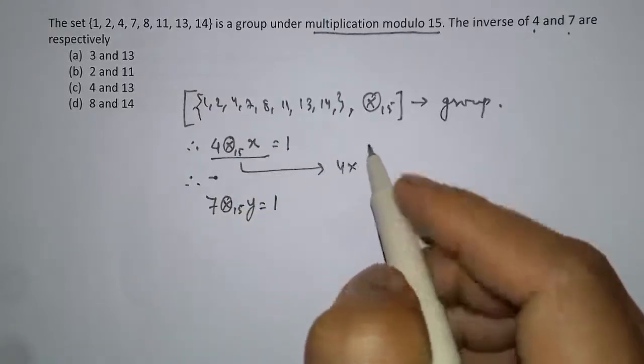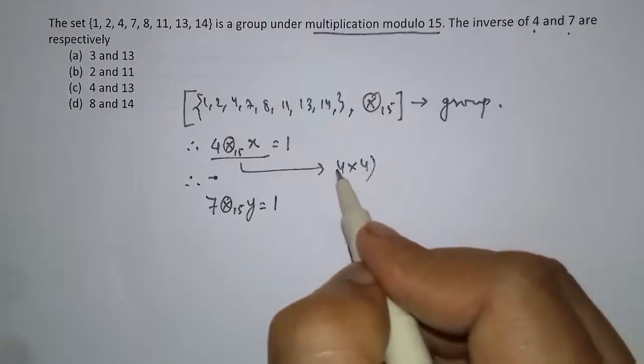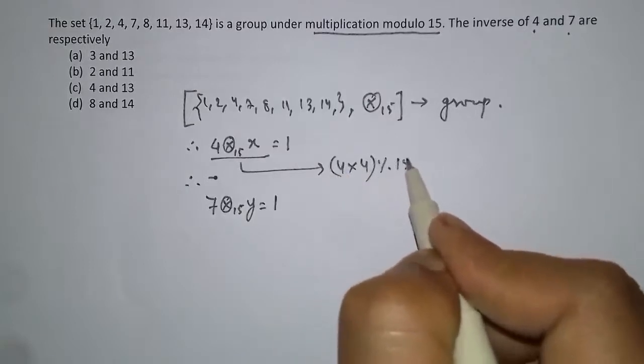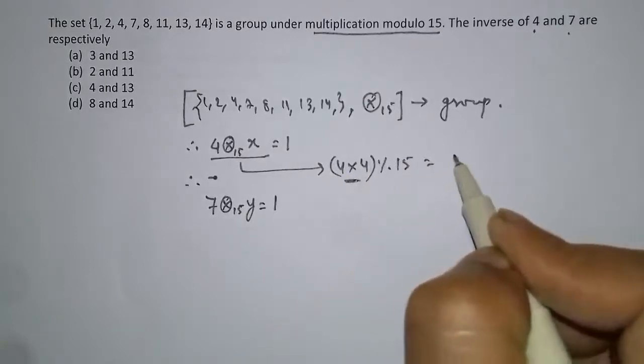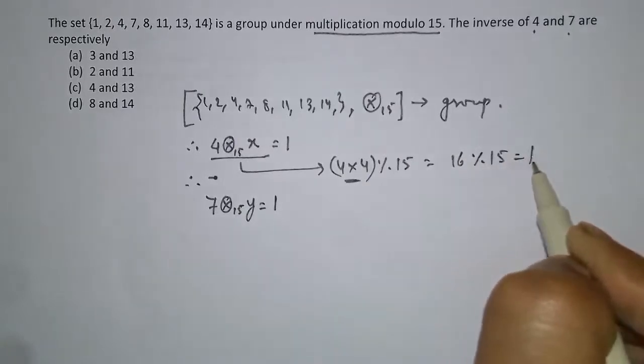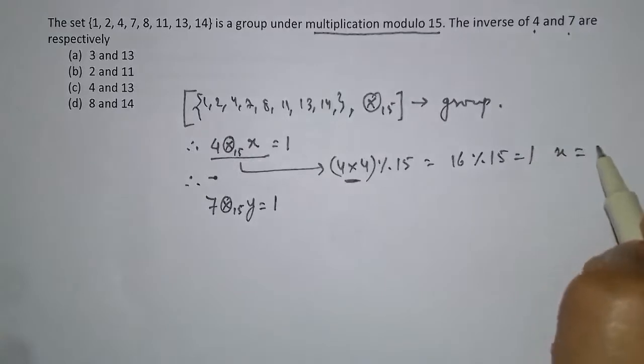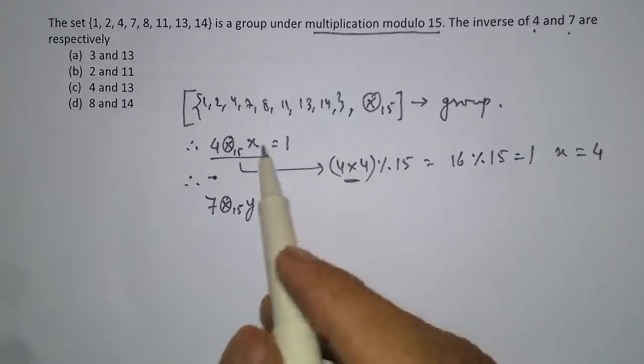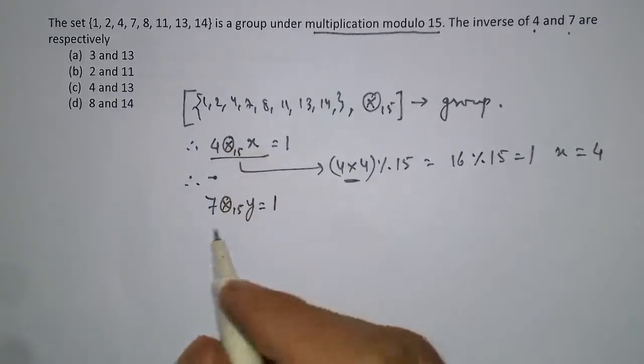4 is multiplied with 4 modulus 15, the result will be 16. 16 modulus 15 is equal to 1, so x is equal to 4, meaning the inverse of 4 is 4 itself.